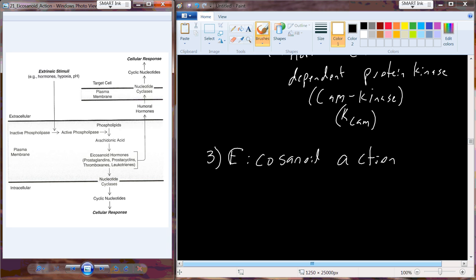So you have some sort of stimuli that results in the activation of phospholipase leading towards the production or the increase in this arachidonic acid. Okay, and then we synthesize through that pathway that we just saw eicosanoid hormones: prostaglandins, prostacyclins, thromboxanes, the leukotrienes. Okay, so we have these hormones that are being produced. And what you can see is we actually are going to end up having some nucleotide cyclase activity. We've already seen one nucleotide cyclase. Anyone remember what that was? Adenylate cyclase is one of our nucleotide cyclase enzymes.